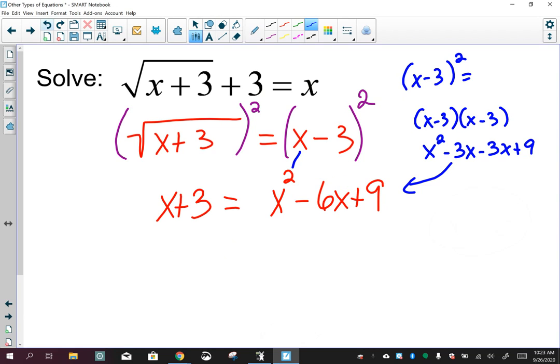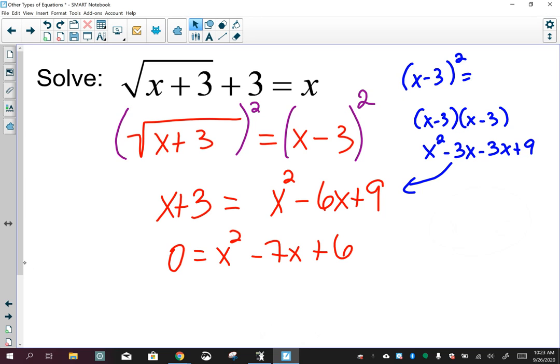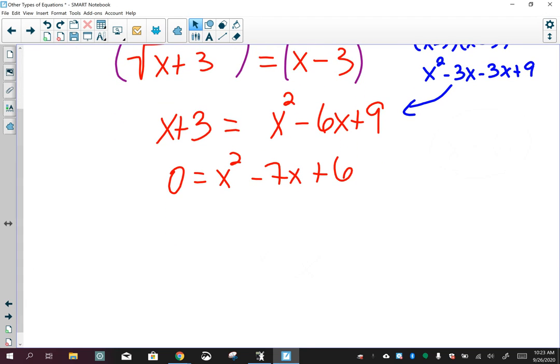So now let's keep going. Now it's just a cleanup from here. Move everything to one side. You get that? We're going to factor this quadratic that we did in the previous section. And then we get that. And then we get both x values here.